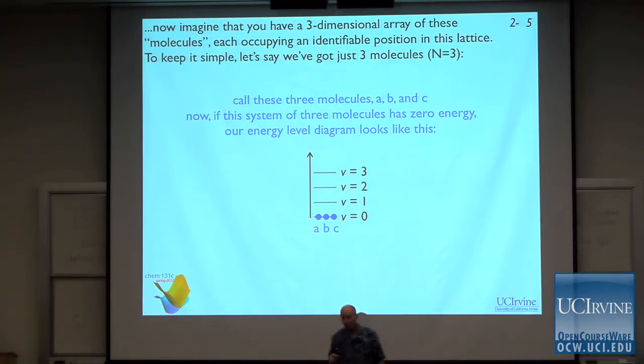That's an important point, because later on we're going to relax that constraint. But for the time being, we know where these molecules are. We can call them A, B, and C. We're not going to lose them. So, now imagine you have a three-dimensional array of these molecules, each occupying an identified position in the lattice. To keep it simple, let's say that we've just got three molecules, A, B, and C.